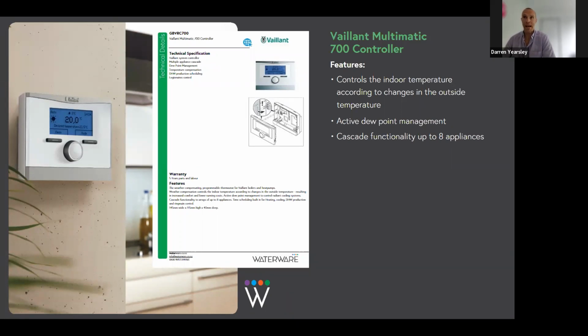We can cascade up to 8 appliances with one controller. So it gives you an idea of the scale and scope of the system. You can build quite a big hot water system. A 100-room apartment is not a problem in terms of capacity.